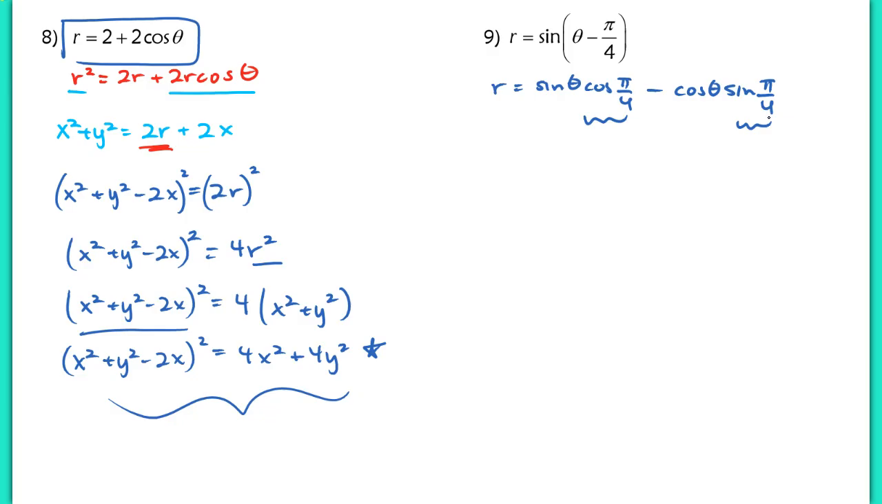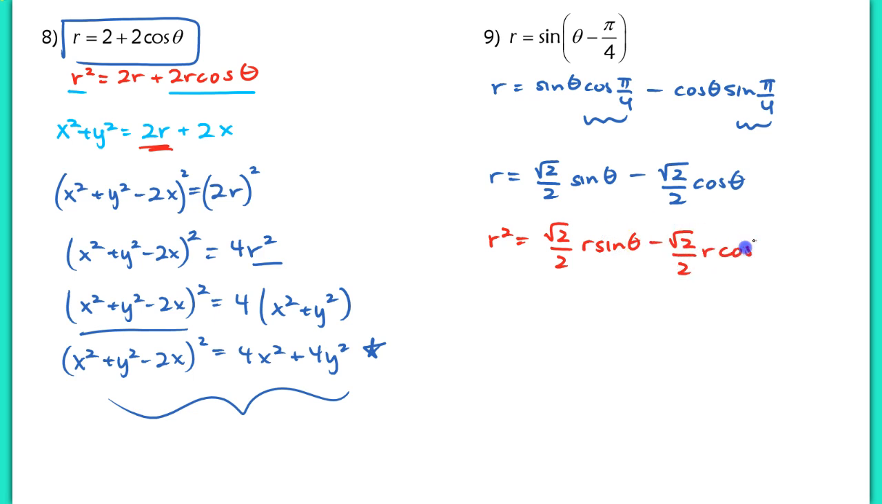Those are real numbers. So I have r equals, this is going to give me positive root 2 over 2 times the sine of theta minus, the sine of pi over 4 is also root 2 over 2. So I have minus root 2 over 2 times the cosine of theta. Now at this point I can multiply by r, because if I multiply both sides of the equation by r, now I have r squared equaling root 2 over 2 times r times the sine of theta minus root 2 over 2 r times the cosine of theta.